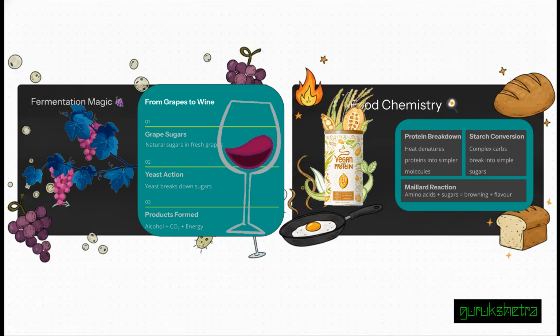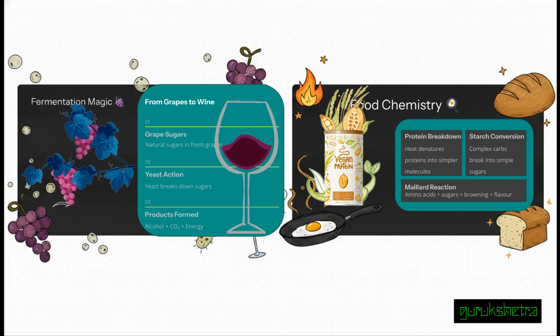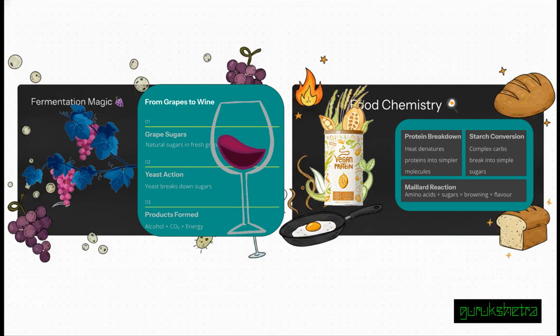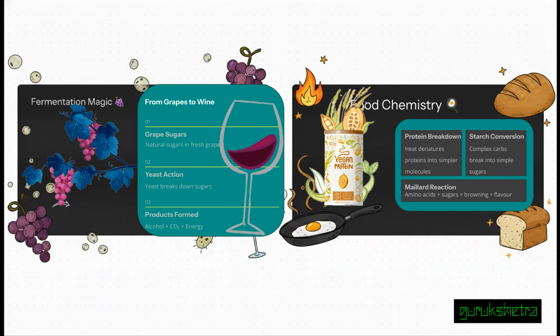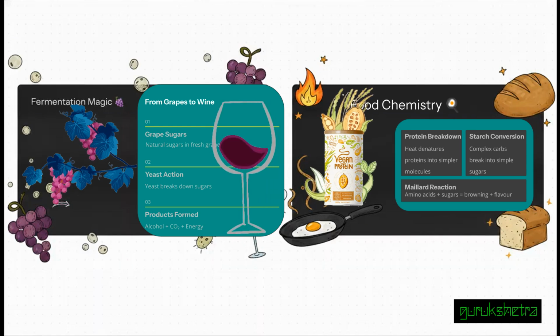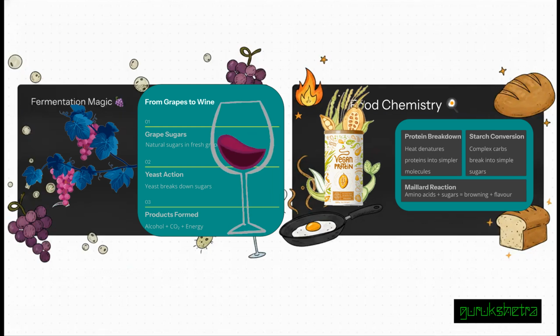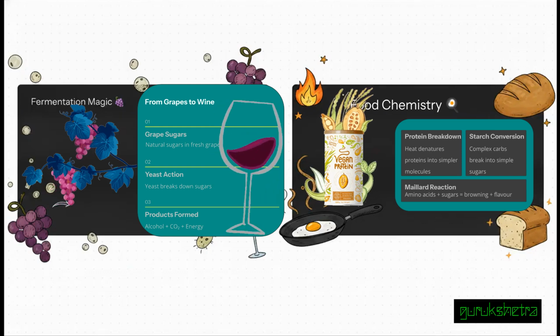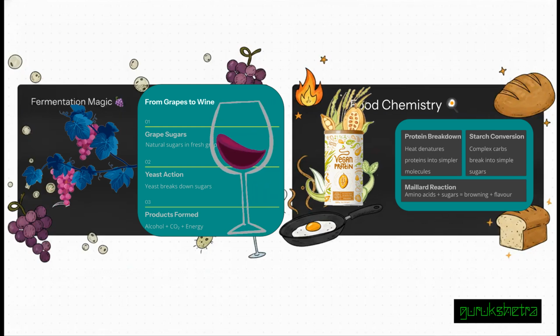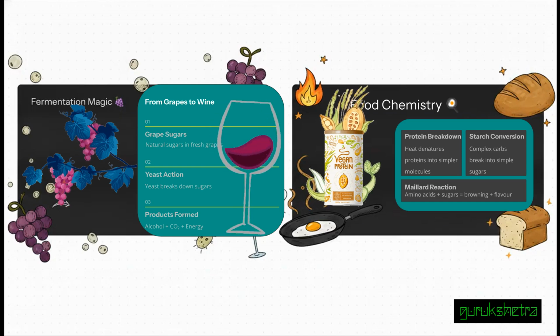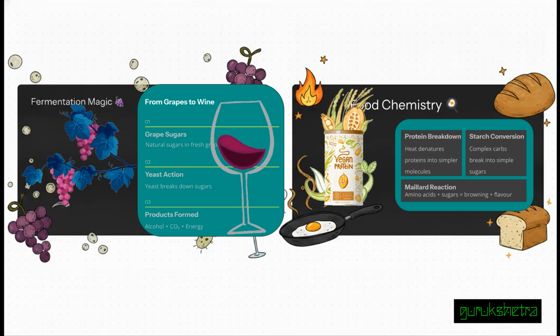Think about the magic of fermentation. Yeast actively breaks down natural grape sugars, and the newly formed products are alcohol, carbon dioxide, and energy. Or what about basic food chemistry, like frying an egg or baking bread? The heat denatures the proteins, breaking them down into simpler molecules. There's also the Maillard reaction, where amino acids and sugars combine under high heat to create browning and those amazing savory flavors we all love. It is literally delicious chemistry.